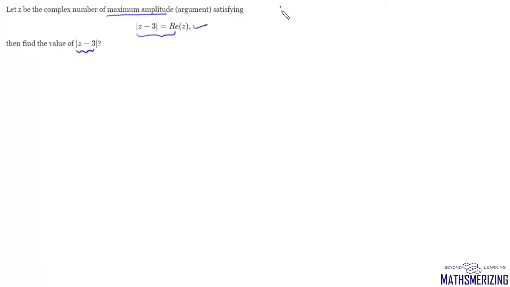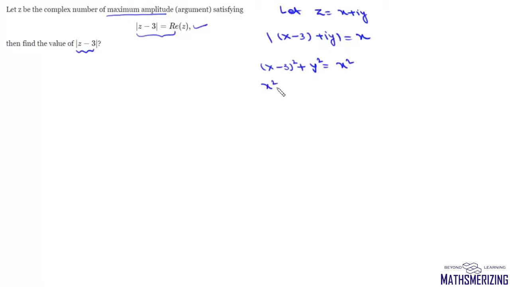So what I'll do is I'll let Z as x plus iota y. So then we can write x minus 3 plus iota y is equal to real part of z, which is x. So we'll find its magnitude and we'll square it. So we'll write x minus 3 square plus y square is equal to x square.